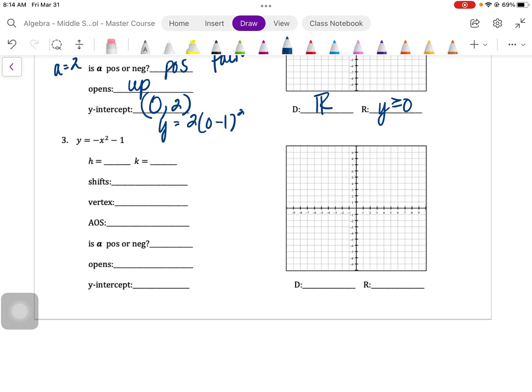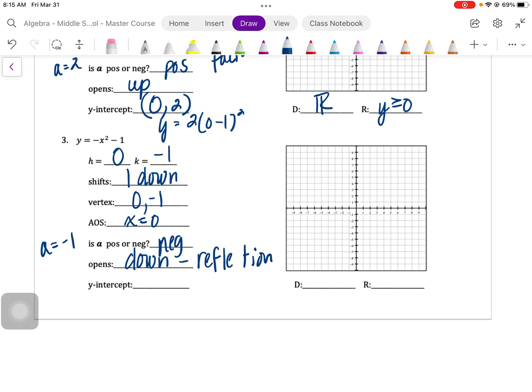Okay, number 3 is actually a standard form function. The value of h in this one is 0, okay? There's no shifts horizontally, but there is a vertical shift. It's moving 1 unit down. Okay, the vertex is at 0, -1. The axis of symmetry is just x equals 0. A is -1. So therefore, that is negative. It is going to open down. And remember, we can also call that a reflection.